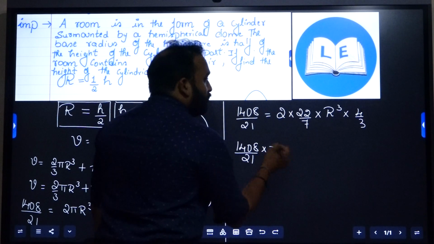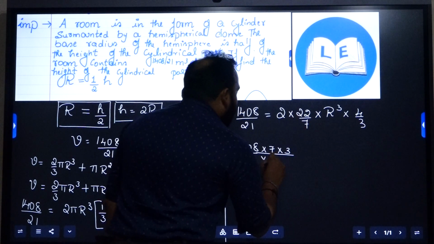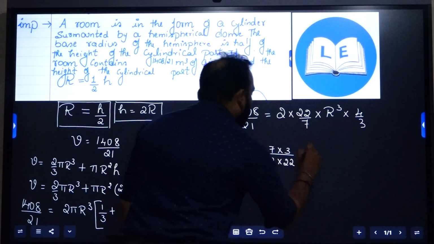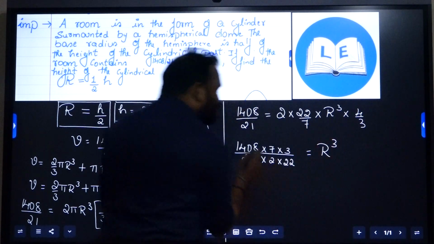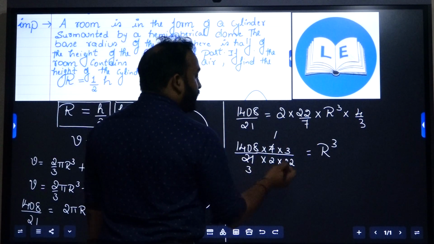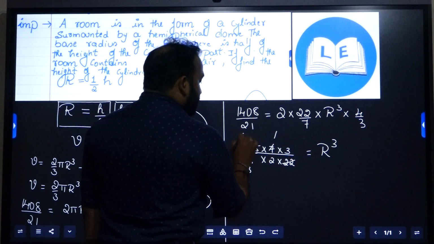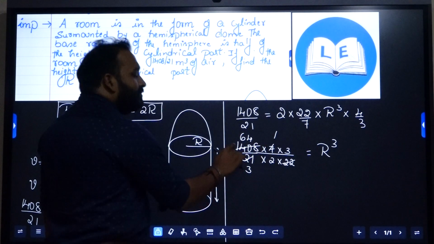So now let's take all the terms to the other side. You have to multiply 7 to the numerator, 3 to the numerator, and 2 and 22 to the denominator. And what do you get on the other side? It's only r cube. Now it's easy to calculate, children. Look at this very carefully. 7 3 times 22, 6 times, 4 times, because 22 6 times is 132.